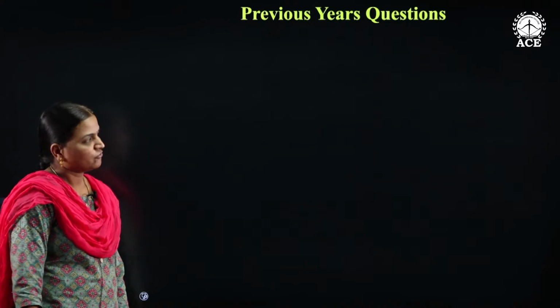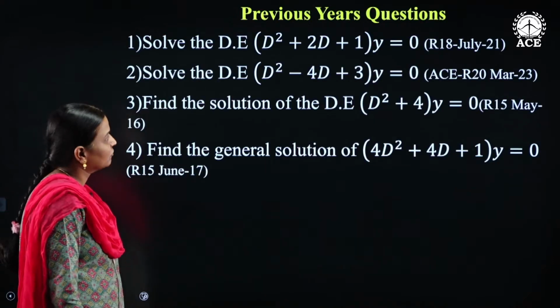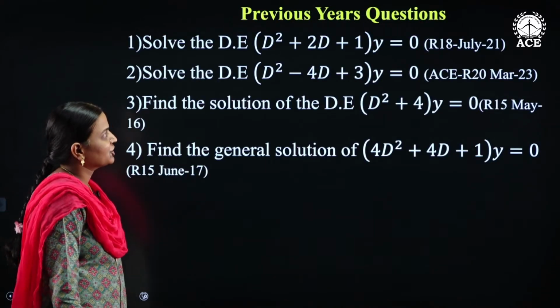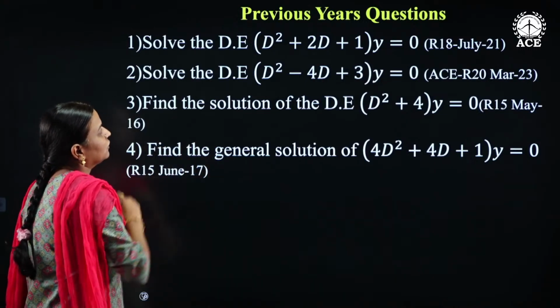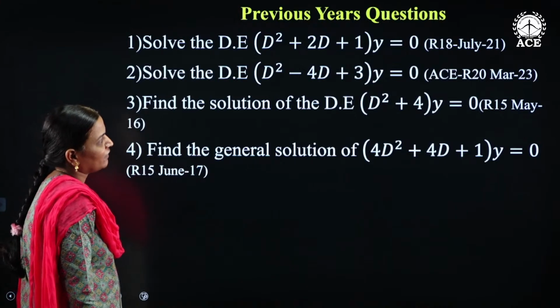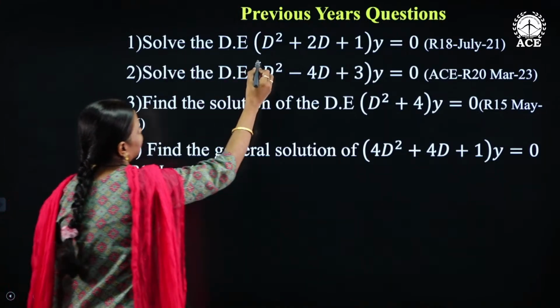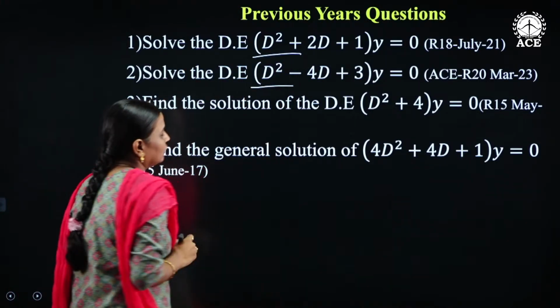So what are the previous questions? See here, these are the questions. Solve the differential equation (d square plus 2d plus 1) into y equal to 0. Solve (d square minus 4d plus 3) into y equal to 0. These are the short answer questions. Okay, so how to solve these differential equations?